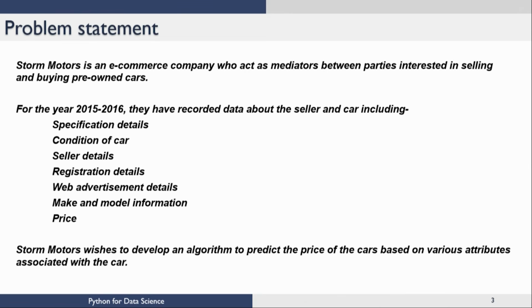Specifically for the years 2015 to 2016, Storm Motors has recorded data about the seller and car details. These details include specification details, condition of the car, seller details, registration details, web advertisement details, make and model information, and price. These are several buckets, and there are specific parameters or variables that Storm Motors has collected, and each of these variables will fall into one of these buckets.